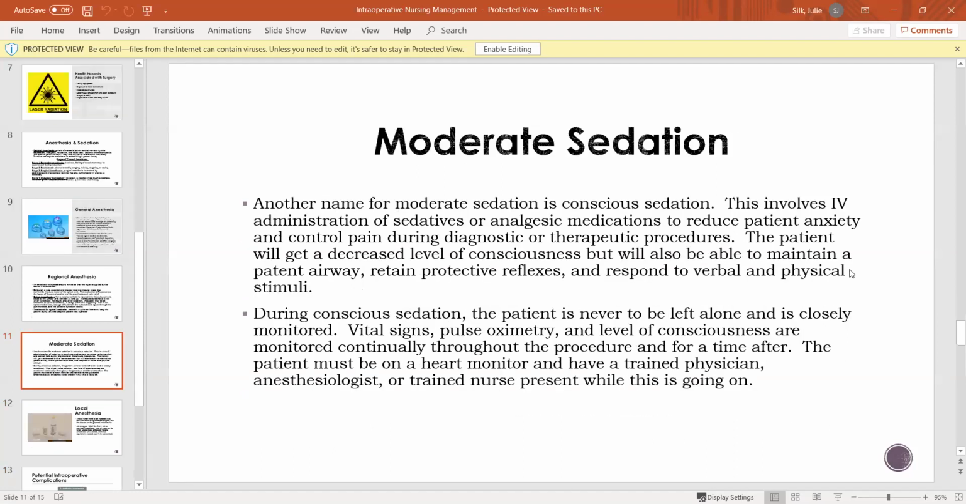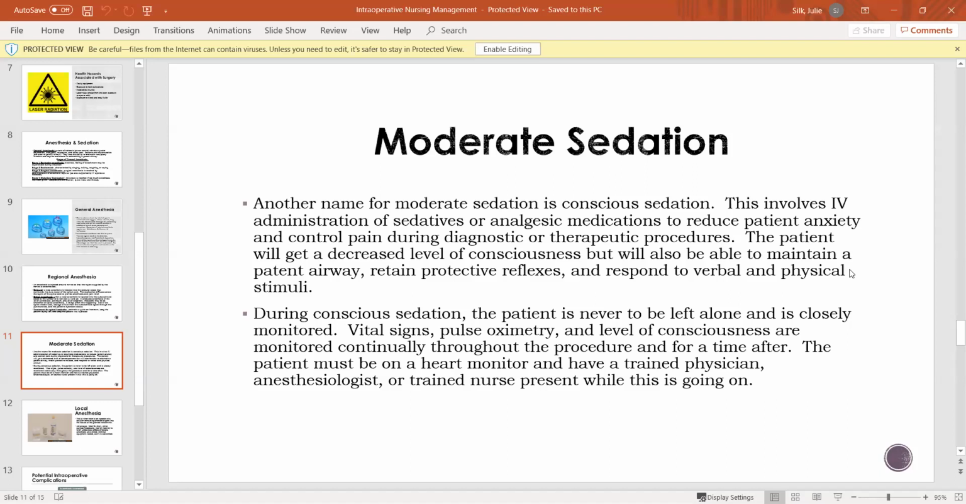Okay, moderate sedation. So this is something that you will probably see done a lot in your nursing career. The other name for this is conscious sedation. And what happens with this is you give someone some medication to kind of put them under in a way. But the difference between this and general anesthesia is when you give them this medication to put them under, you can still arouse them. And they don't necessarily lose their ability to breathe on their own and that type of thing like you would with general anesthesia. So, some examples of ways that you would use this.